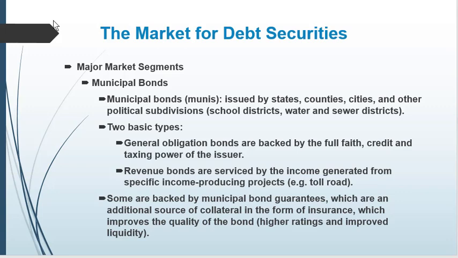But general obligation bonds are just backed by the ability to tax the issuer, the taxing power of the issuer. Revenue bonds come from projects. They're like an income bond, like a toll road.